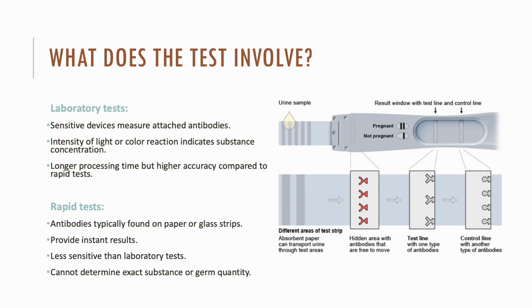In immunological rapid tests, the antibodies are usually found on paper strips, also known as test strips, but sometimes glass is used too. Rapid tests are easy to use and provide instant results, but they are not as sensitive as laboratory tests and can't determine exactly how much of the substance or germs is present.